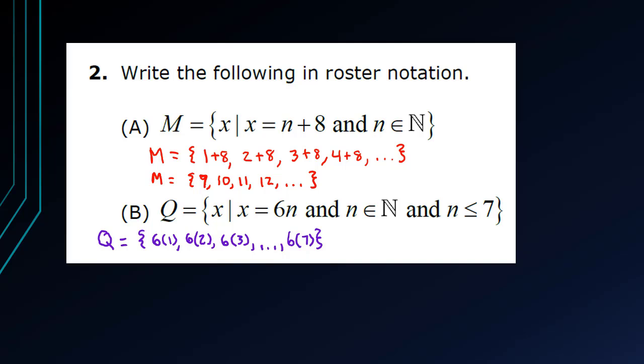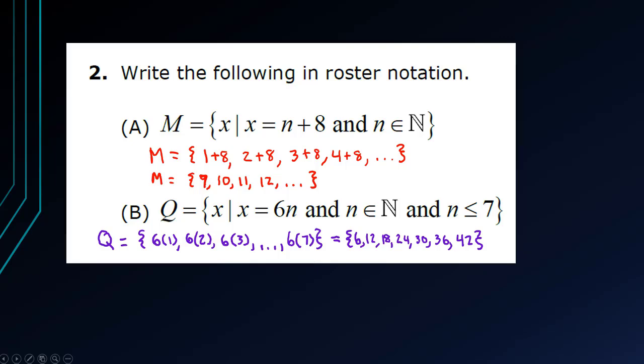Now, since it is a roster, I'm going to just list them all if I can. If it's a long list, I might use ellipses to say, okay, you can get the idea of the pattern, and then I'll put the ellipsis and maybe the last 1 or 2 elements in there. But in the end, I'm going to have basically 7 items here, so it's not that long. So basically, I'm going to have 6, 12, 18, 24, 30, 36, and 42. And those are the numbers that appear in set Q in roster notation.